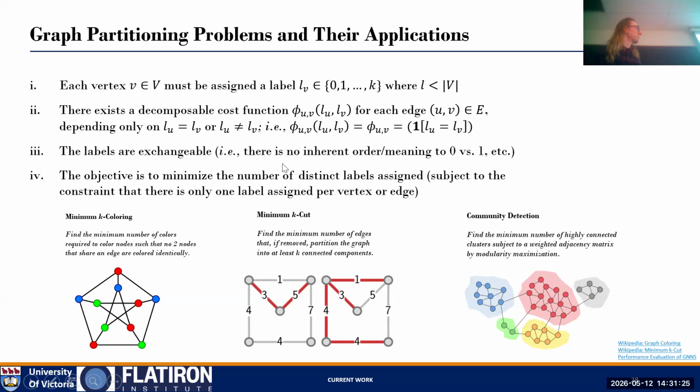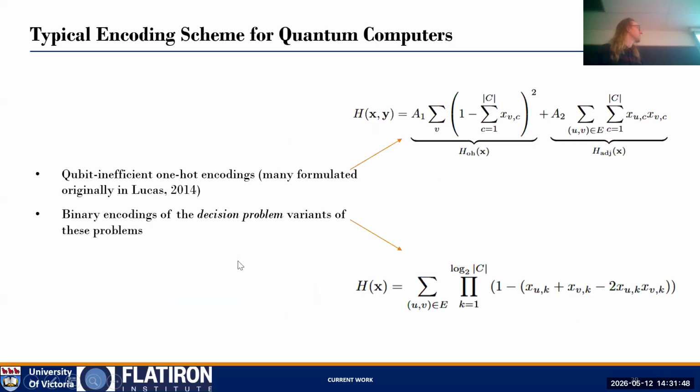The labels are exchangeable, so there's no inherent order or meaning to 0 versus 1 or green versus blue. And the objective is to minimize the number of distinct labels subject to the constraint that we only allow one label assigned per vertex or edge. So some classic graph partitioning problems include minimum K coloring, minimum K cut, community detection, and all their various applications.